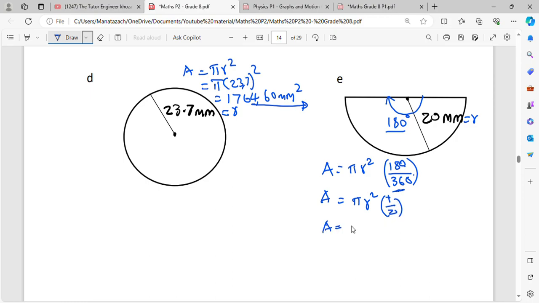From here on you can just replace the radius with 20 squared, and then your area will be pi times 20 squared times 1/2, which will give us 628.32 squared millimeters.